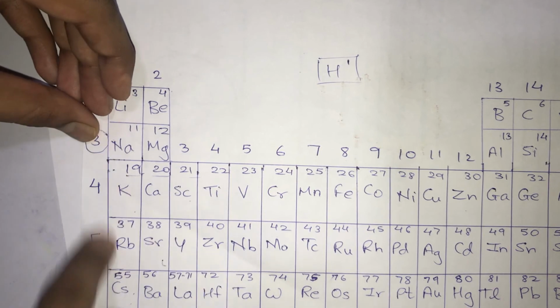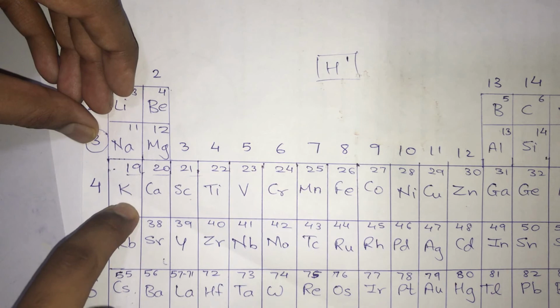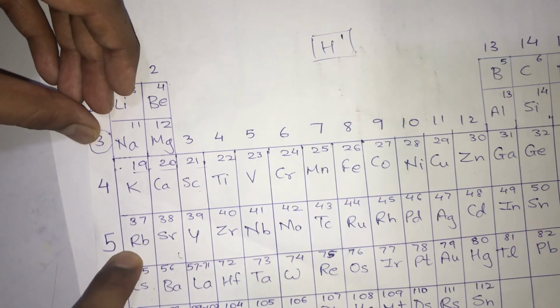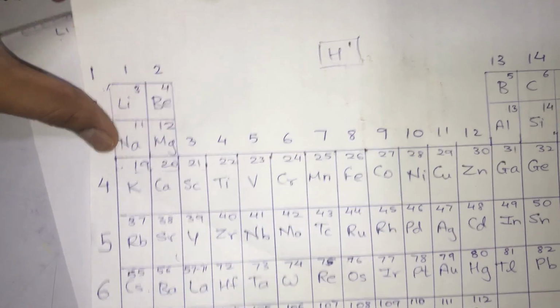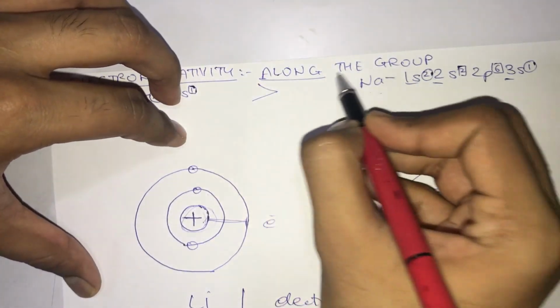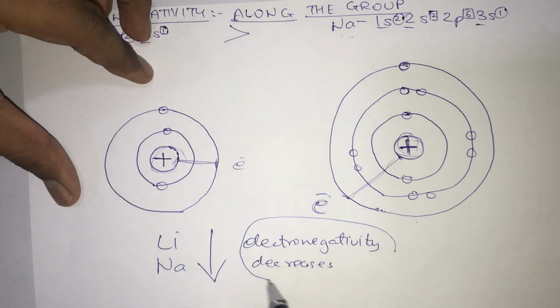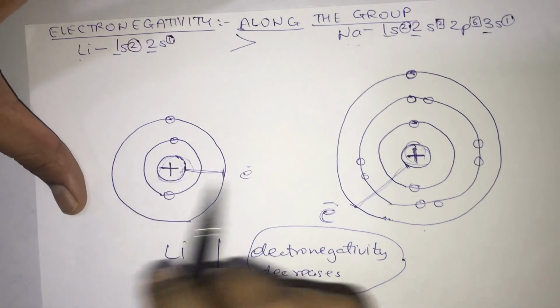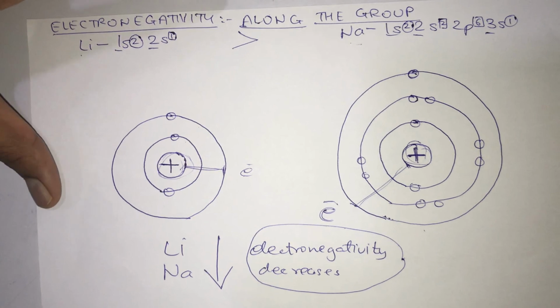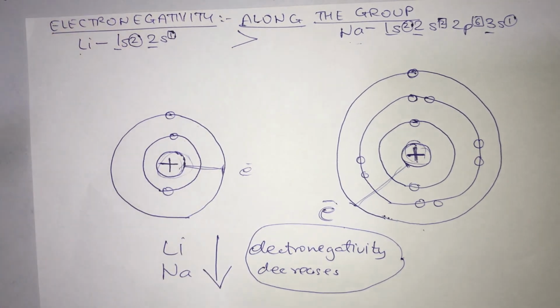Similarly, can I say that potassium is going to have greater electronegativity than rubidium? Okay. So can I say that as you move from top to bottom along the group, the electronegativity is going to decrease. So guys, here we finish the trend in the electronegativity as we move across the period and as we move along the group.